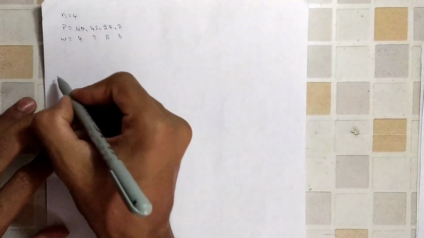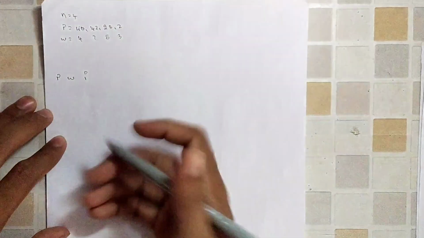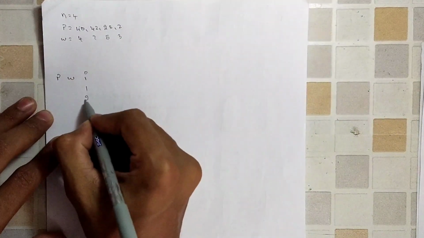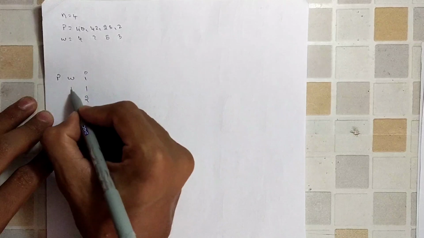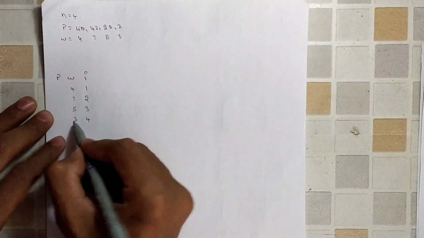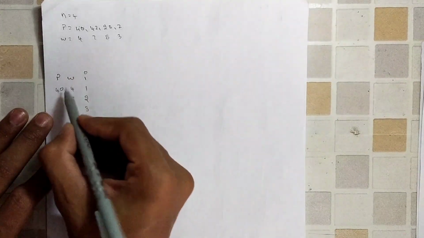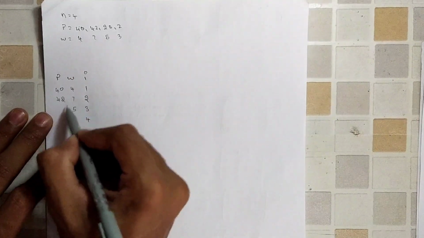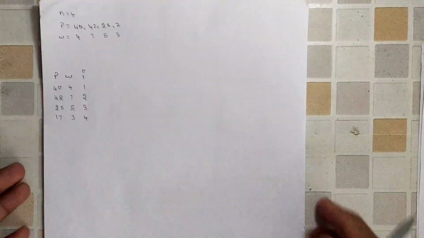So first let me draw it here. Here will be my profit, and this is my item. Item 1, item 2, item 3, item 4. The first item has weight 4, the second item's weight is 7, then 5, and then 3. The profit of the first item is 40, then 42, 25, and 12.